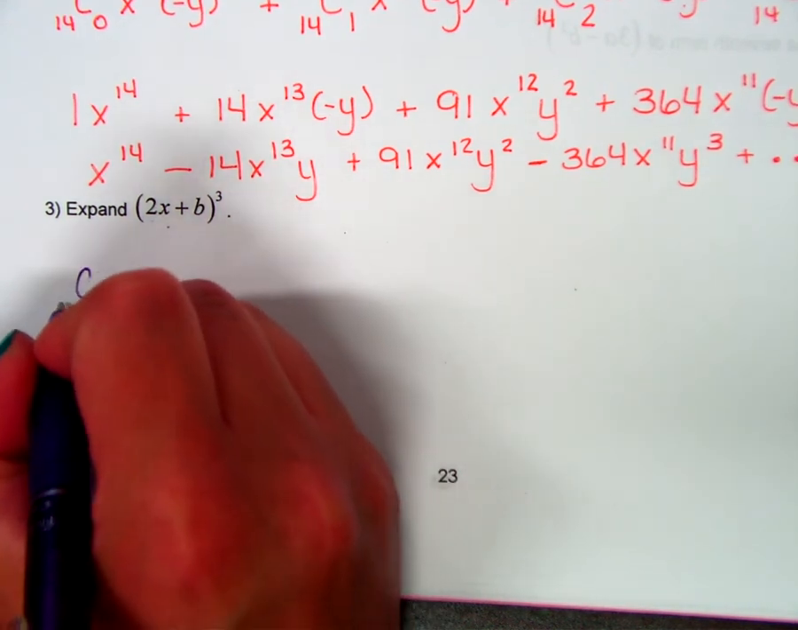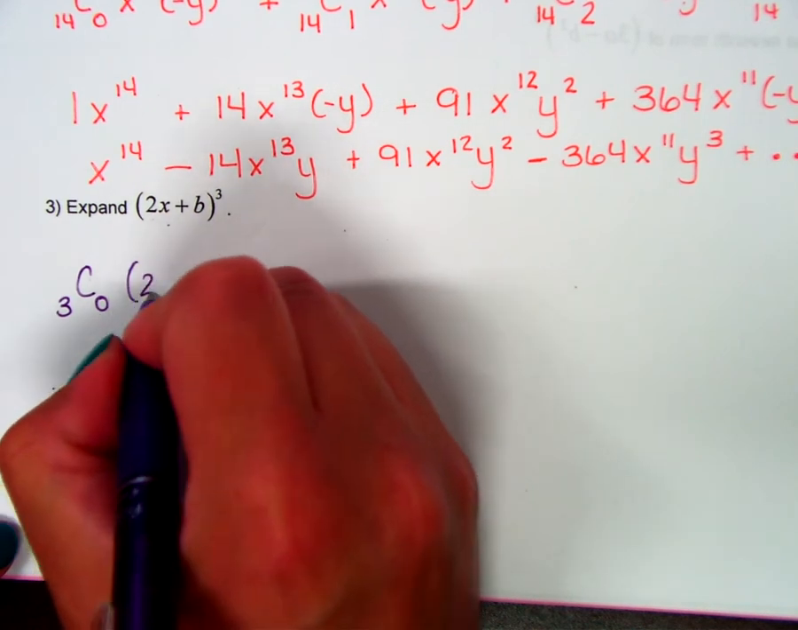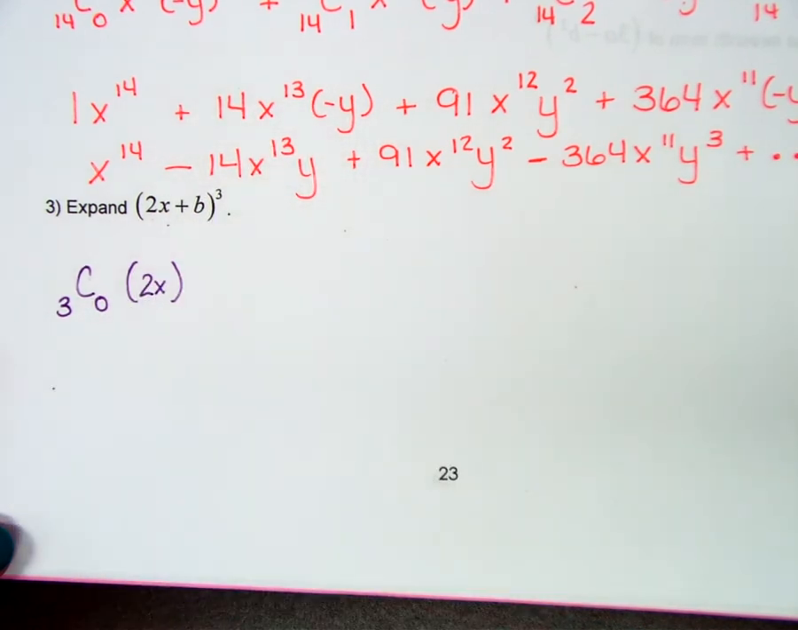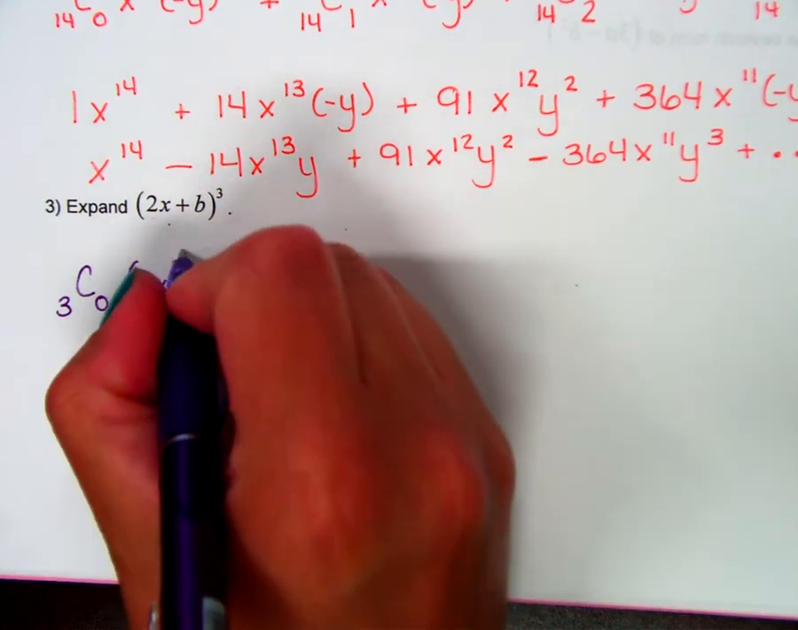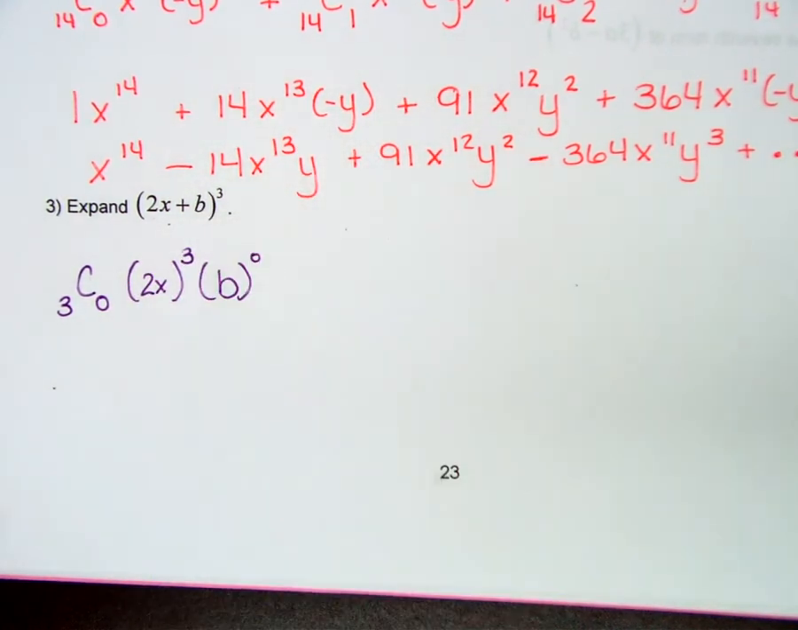So 3 choose 0. First term. So the 2x has to go in brackets to the exponent 3 and b to the exponent 0.